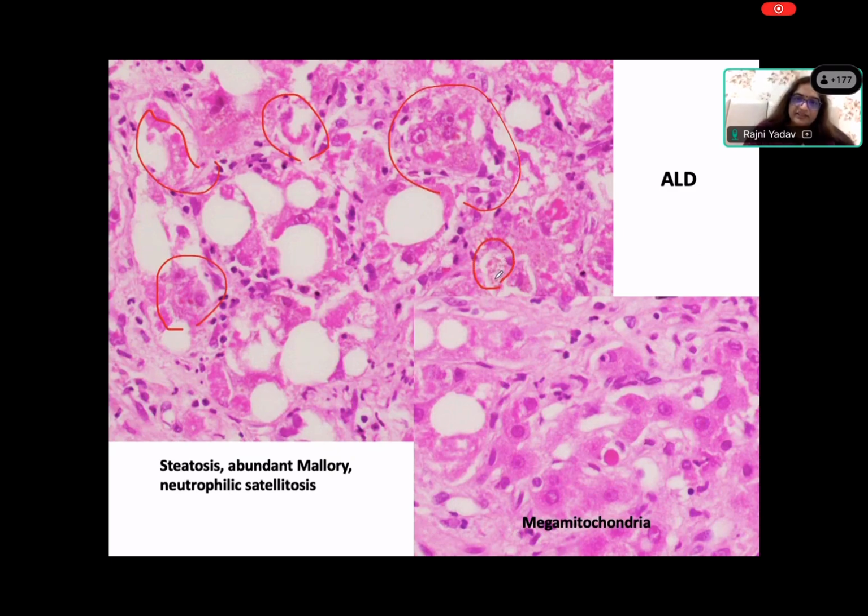And then the cytoplasm is getting degenerated. And see these neutrophils. These neutrophils are surrounding these balloon cells which are containing the Mallory. That is known as neutrophil satellitosis. And once this extensive damage happens, the rest of the hepatocytes try to regenerate. So you may have nucleomegaly, prominence of nucleoli, and some pinkish cytoplasm because of the regenerative change.